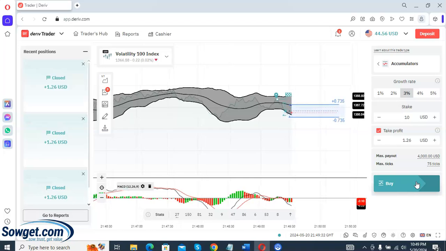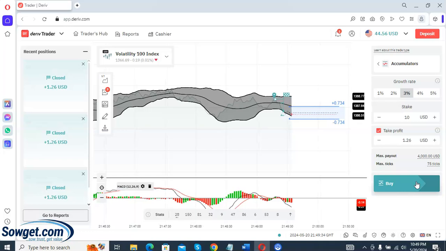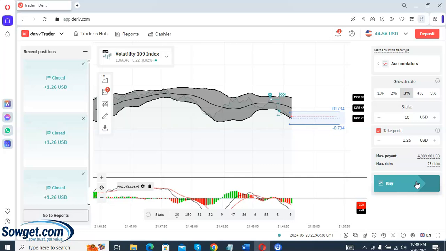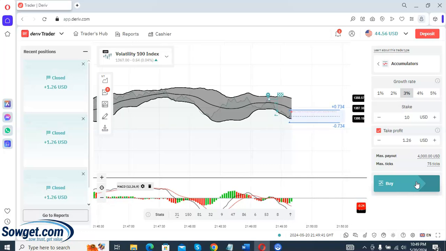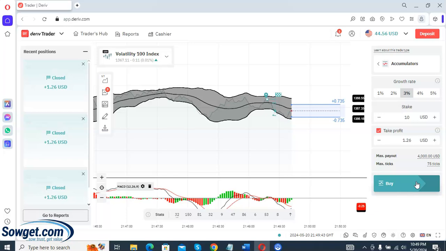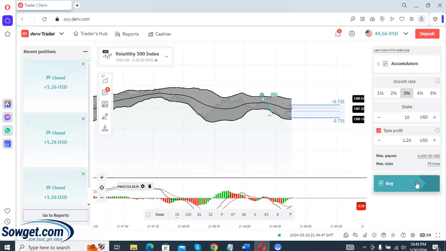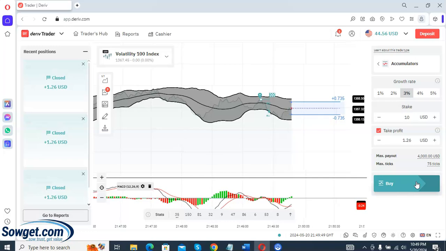Okay guys, so you can see we've taken three trades and we've won the three trades. All right, so I'll just continue taking more trades. Just make sure that you get the right setup before you take a trade. Sometimes it could take you a long time before you get a setup. Just be patient. The right setup will come.